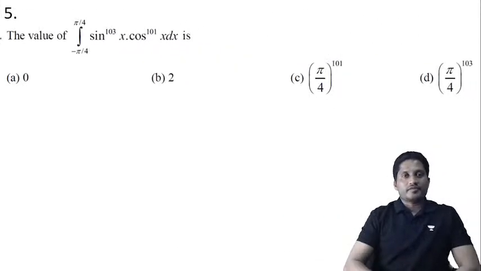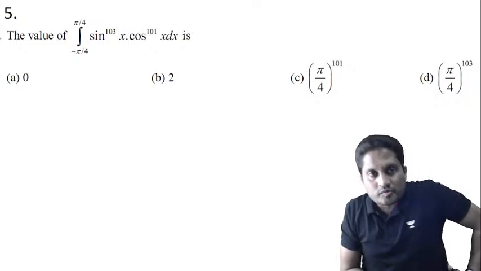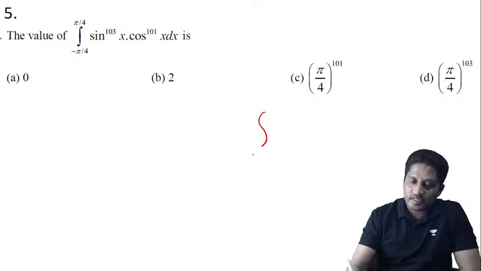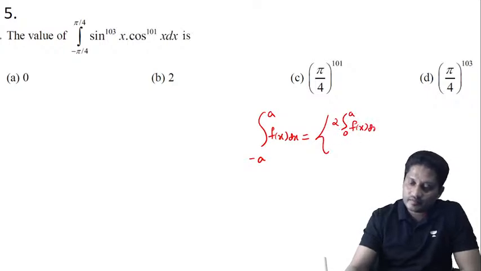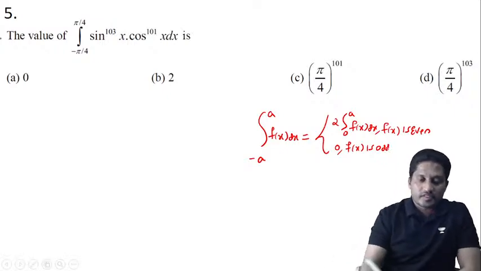Alright, question number 5. Again I'll use this property. Just now I did minus a to plus a. Minus a to plus a f of x dx will be equal to 2 times 0 to a if fx is even. This will be 0 if fx is odd.